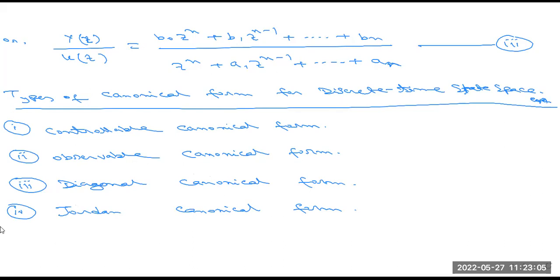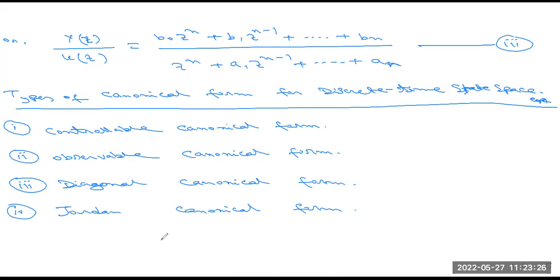Okay, so please remember these four terms. It is very much important. The question will be given to you like this: how many types of canonical forms are available in the discrete time state space equations. Okay, so these four types are controllable, observable, diagonal canonical form, and Jordan canonical form.